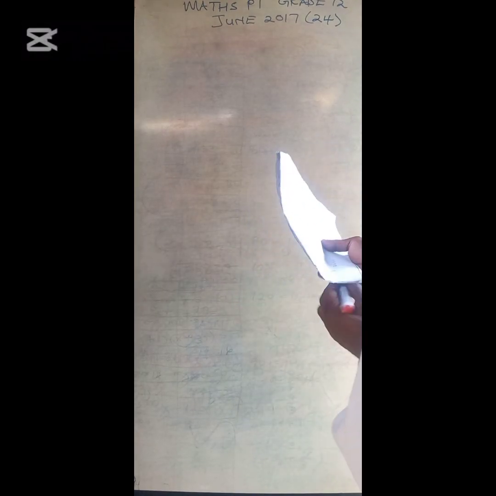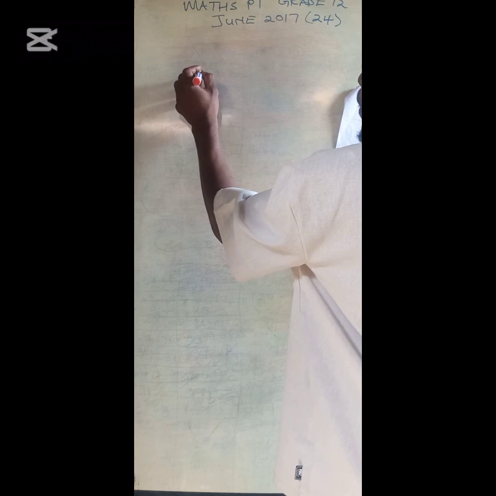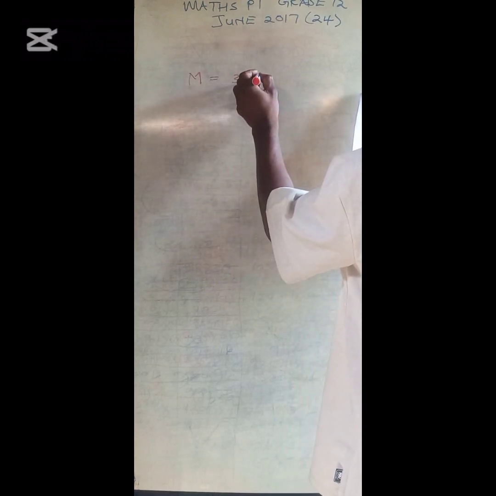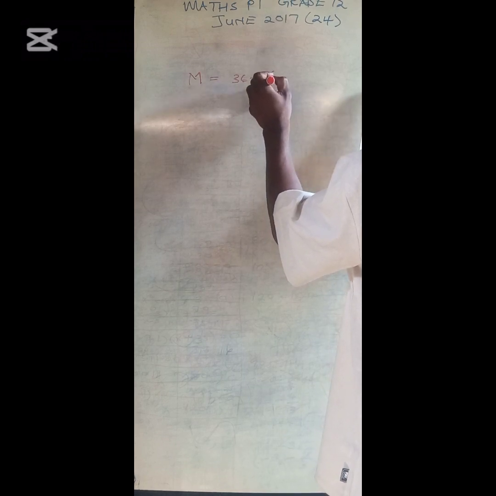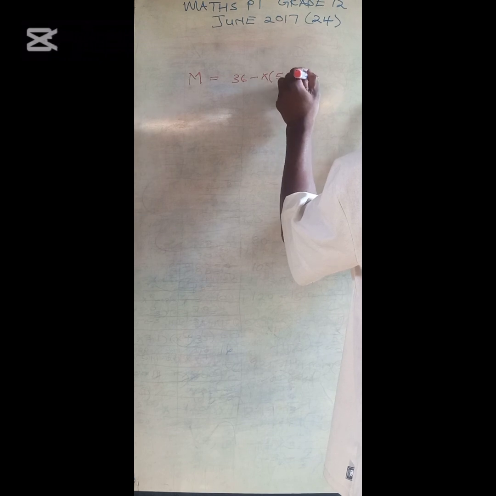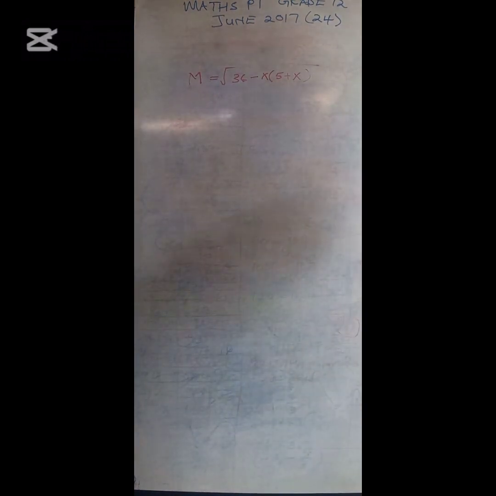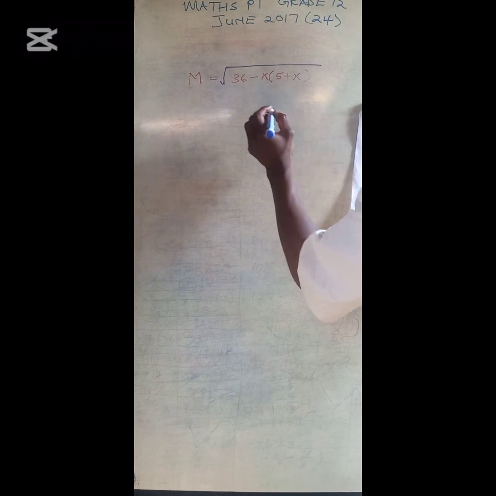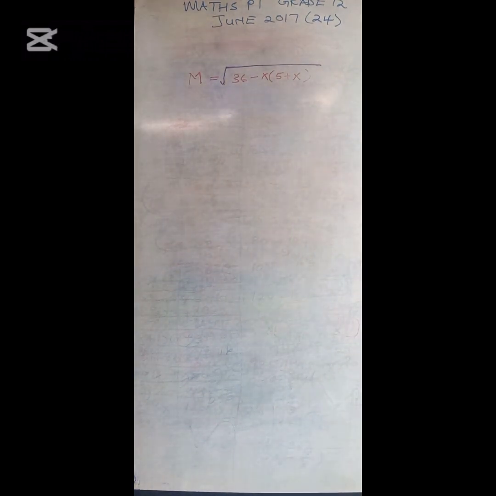The last question: if it is given that m is equal to the square root of 36 minus x into 5 plus x, right? If it is given that m is equal to the square root of 36 minus x into 5 plus x, for which values of x will m be non-real?